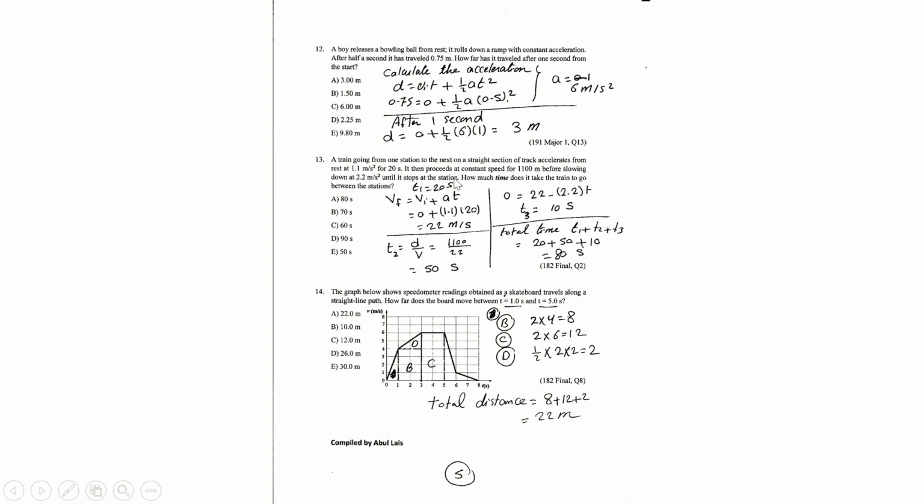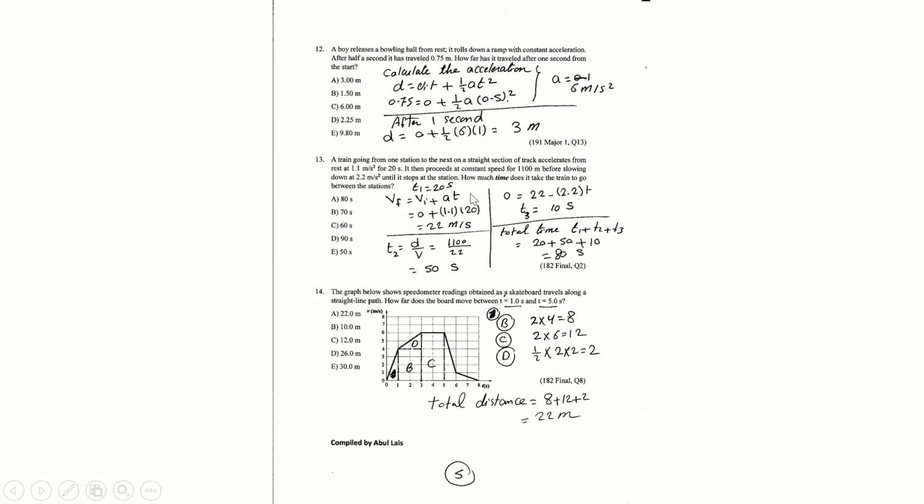It then proceeds at a constant speed for 1,100 meters before slowing down at 2.2 meters per second squared until it stops at the station. How much time does it take for the train to go between the stations? So we want to find the total time for the train to go between the stations.